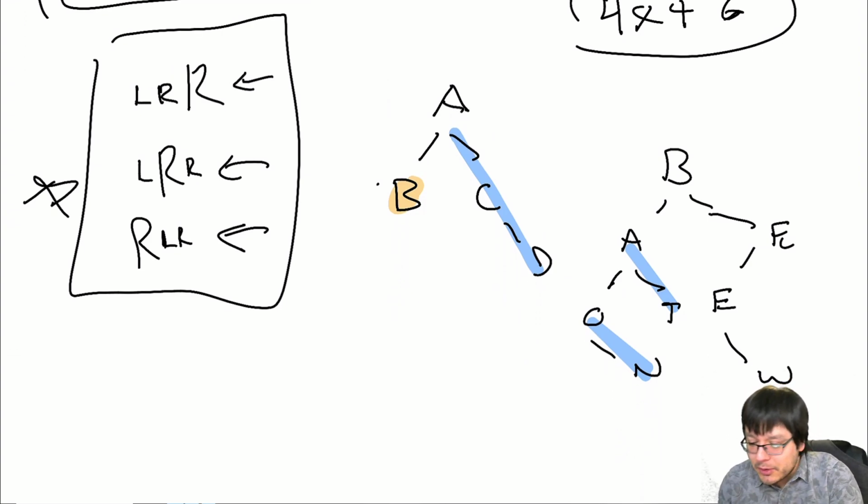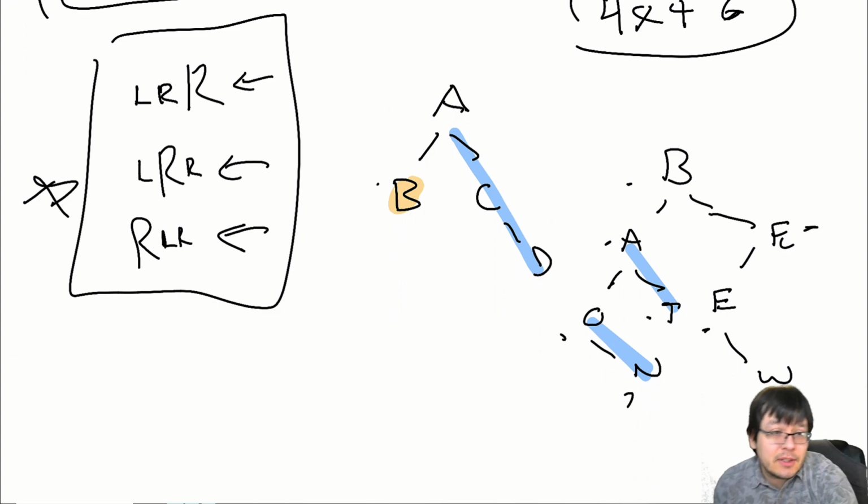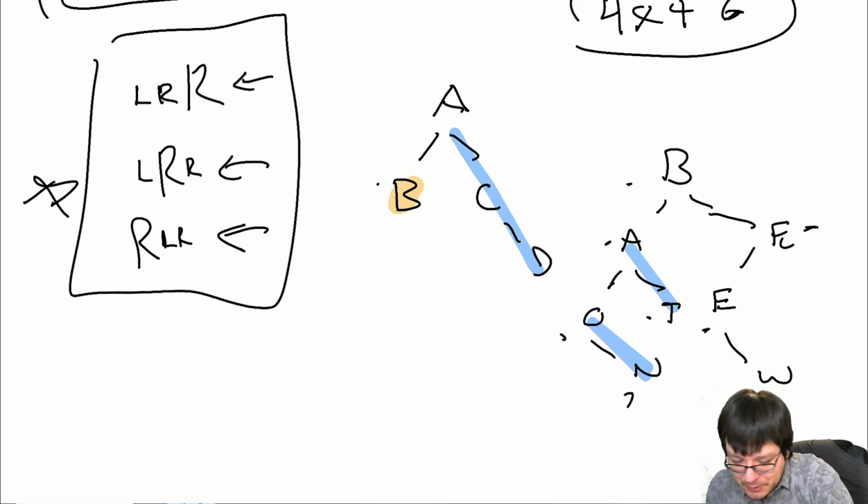Okay, in order is going to be N, then O, A, T, B, E, W, E. Okay? What's up with these lies on my worksheet? There are no lies. There are only facts of life. The others are fake news.